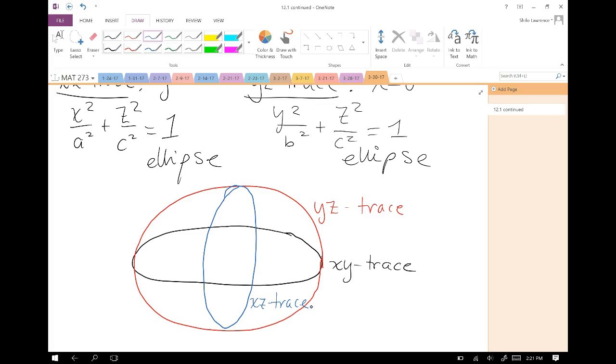Questions so far? Engineering, manufacturing, 3D printing. Pharmaceuticals. You want to make pills? Almost all pills are this shape. Many, many pills are this shape.